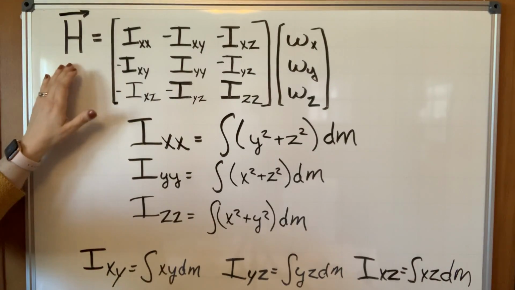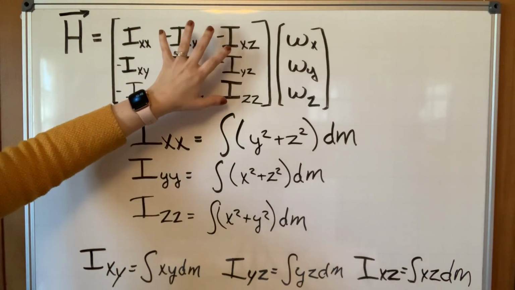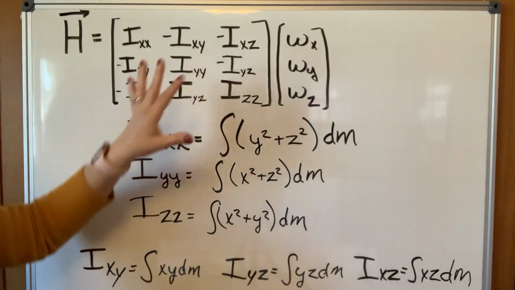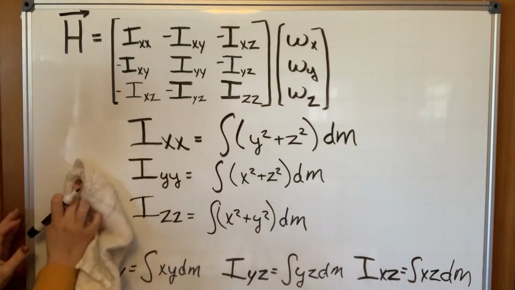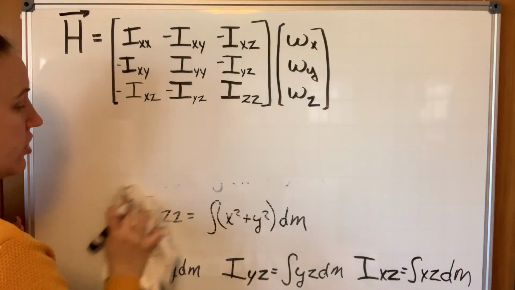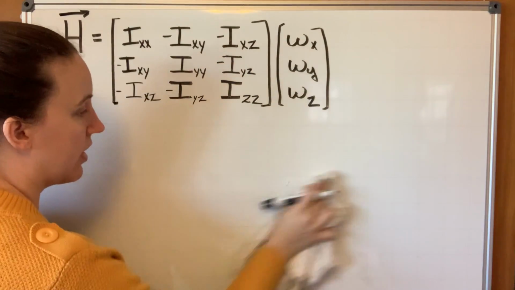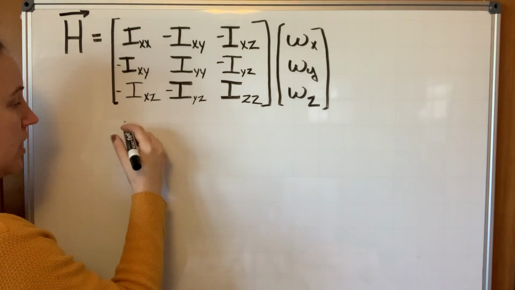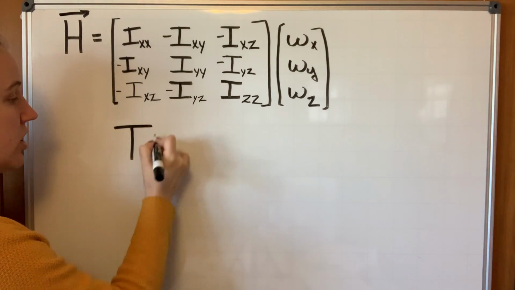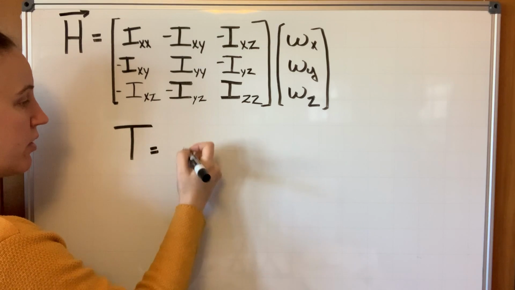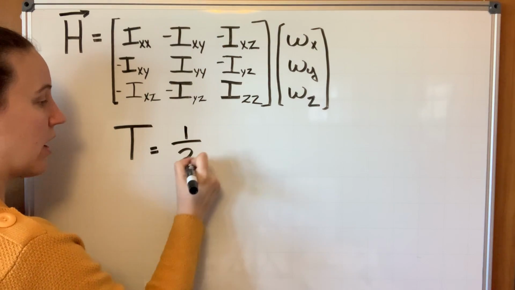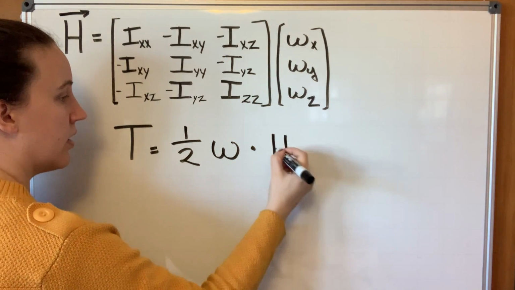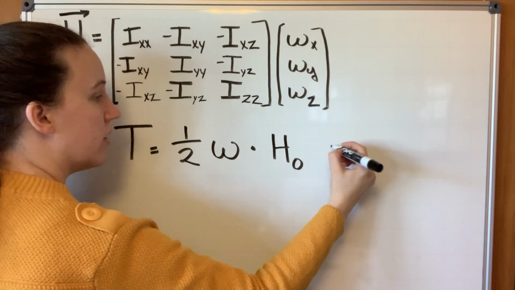And now if you want angular momentum about a fixed point, then all of these terms are about a fixed point. If we want angular momentum about the center of mass, then all of these terms are about the center of mass. Now, what about energy? Energy is a scalar quantity, so we have to get all of these terms into our scalar quantity, and it just looks like this. So we're going to have our kinetic energy T, and if we have it about a fixed point, we're going to have 1/2 omega dotted with h about a fixed point.